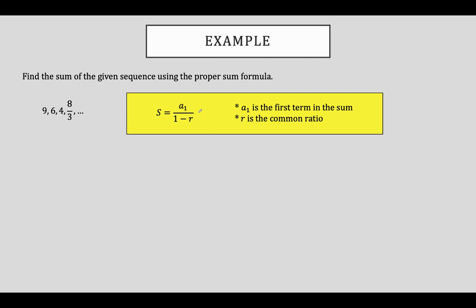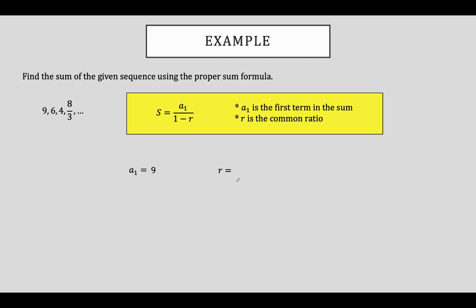S is equal to a1 divided by 1 minus r. a1, that's the first term in the sum. Well, what would be the first number that we are adding up? In this case, because we have our list of terms, we know that a1 is going to equal 9.